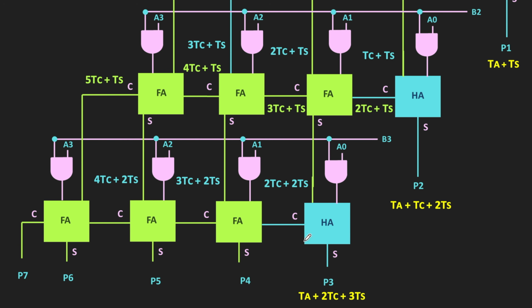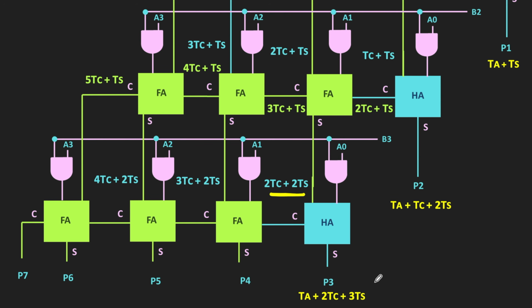In the last row, for this full adder, one of the inputs is available after the delay of 2TC plus 2TS. But here, the second input is available only after the delay of the TA. Assuming this TA is smaller than 2TC plus 2TS, it needs to wait for this time. So to be precise, this half adder needs to wait for TA plus 2TC plus 2TS time. Once that is available, then after the additional delay of the TS, it can generate valid sum output.